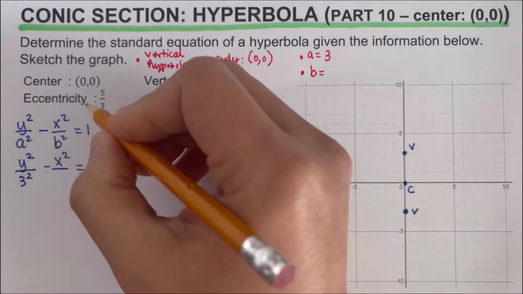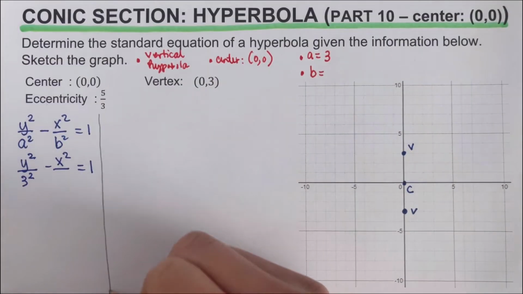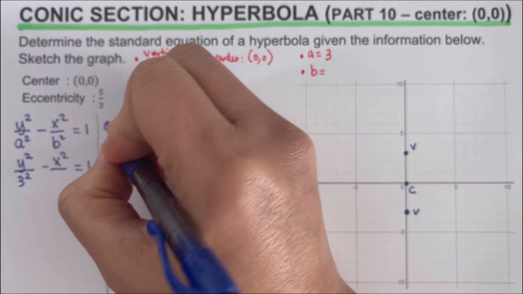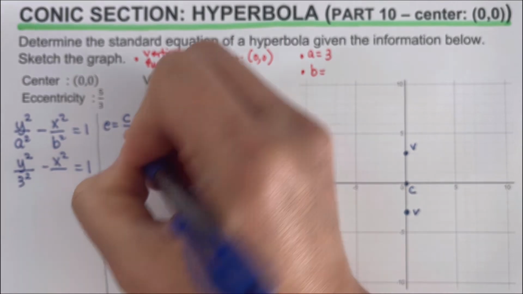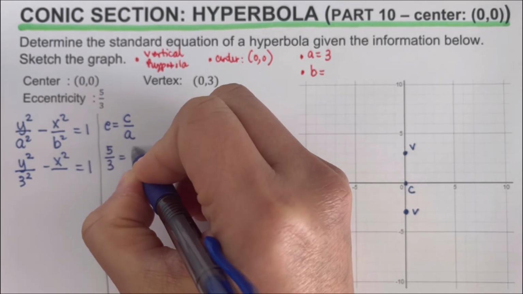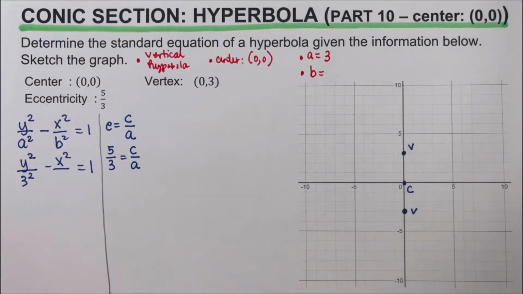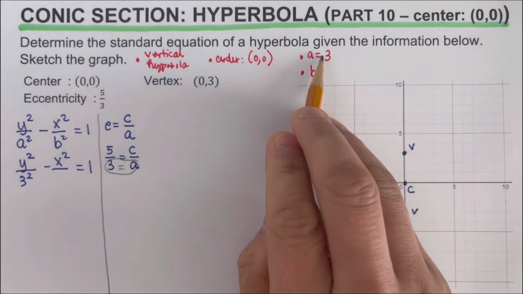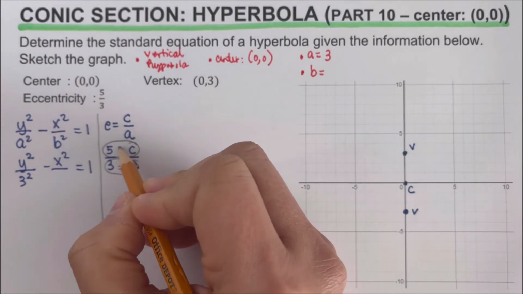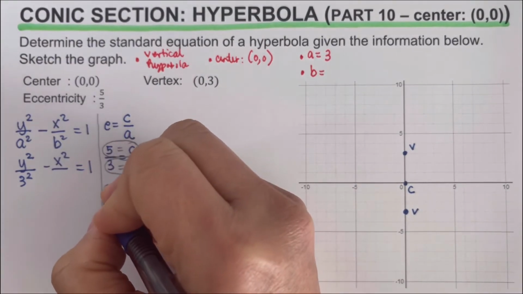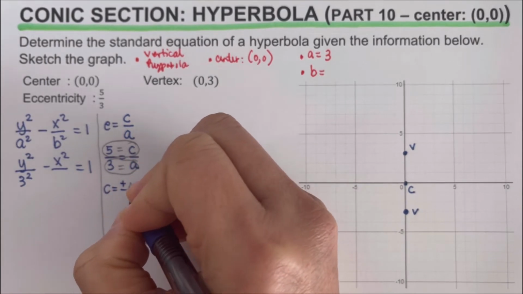But since we don't have a b, however, we are given the eccentricity value, which is 5 over 3. We remember that eccentricity is equal to c over A. And again, our eccentricity 5 over 3 is equal to c over A. Looking at this, our A is equal to 3. That's what we got right there. Our c is equal to 5. So then we can write that down here. Our c is plus minus 5.